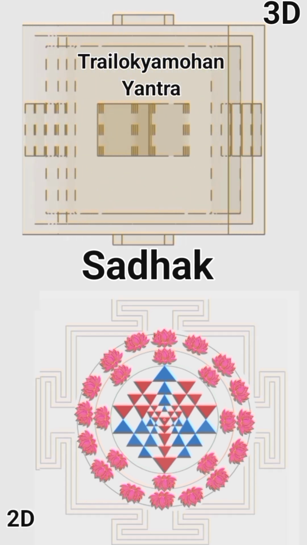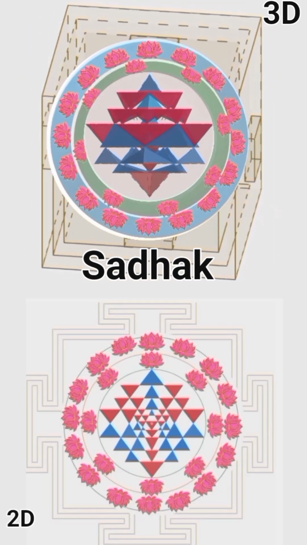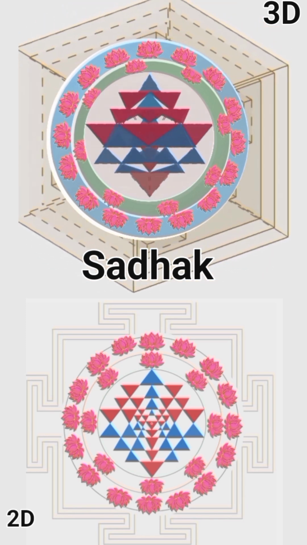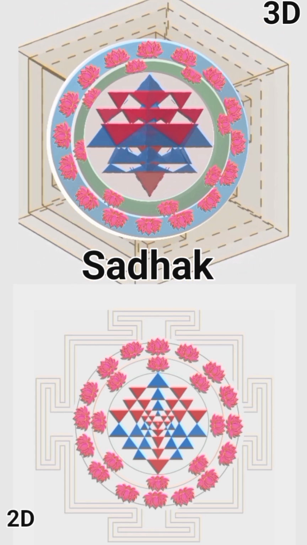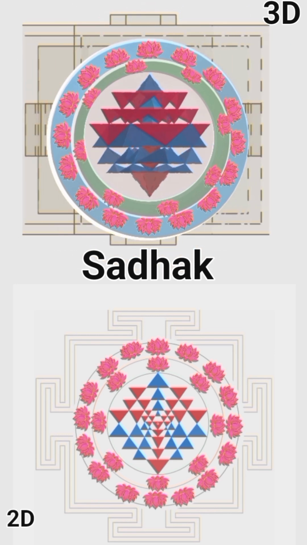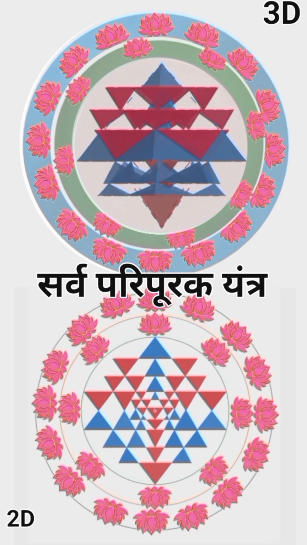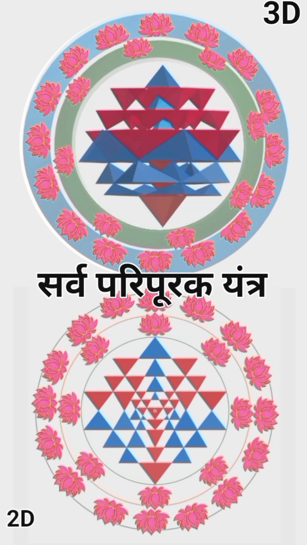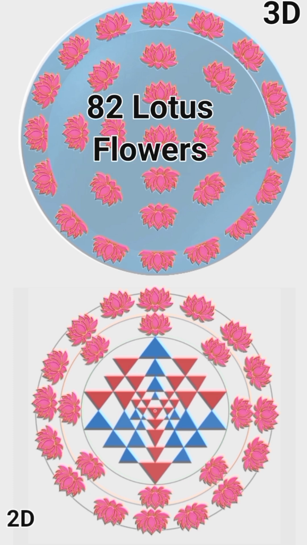This space is called Trailokya Mohan Yantra. Trai means 3. The sadhaka has physical, emotional, and spiritual desires. Until his desires are unequivocally fulfilled, he is not qualified for the next and inner avaranas. In the second avarana, he sees many forms of goddess Lakshmi. This is called Sarva Paripurak Yantra. As per his status and his wants, he prays to a certain Lakshmi Swarupa. There are 82 Lakshmi Swarupas here, represented symbolically by a spherical shell of 82 lotus flowers.